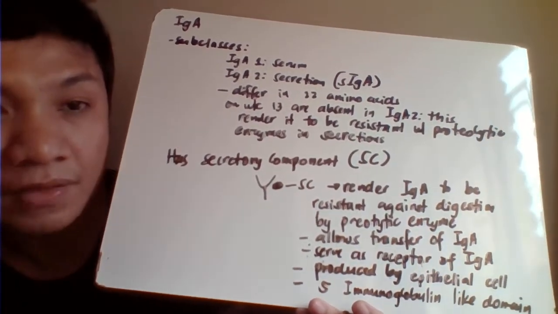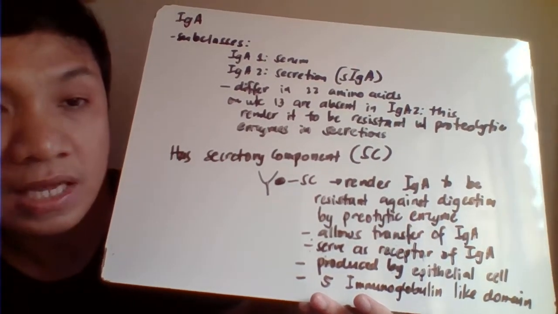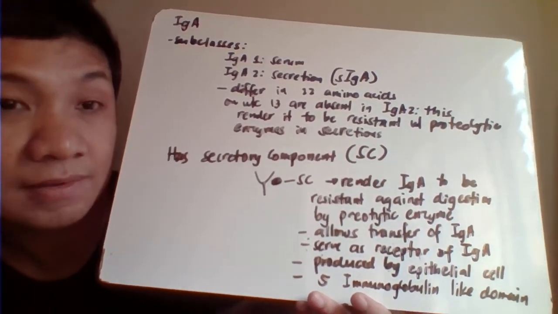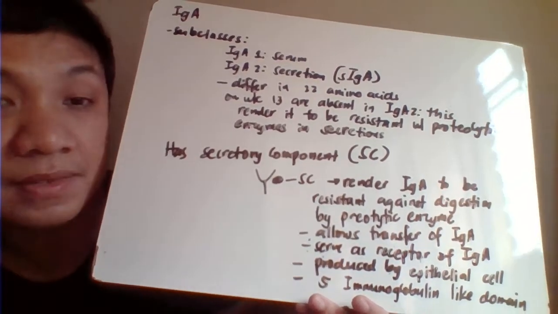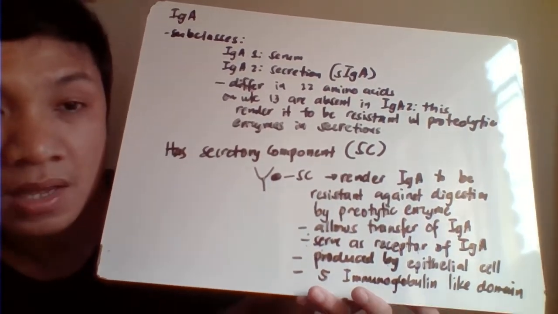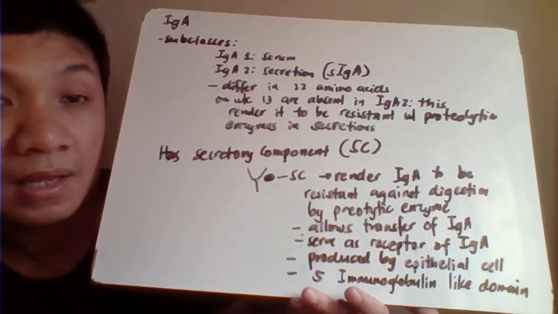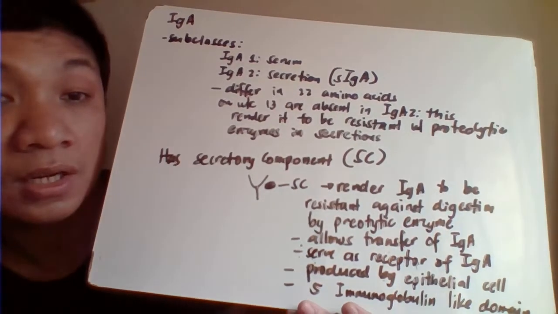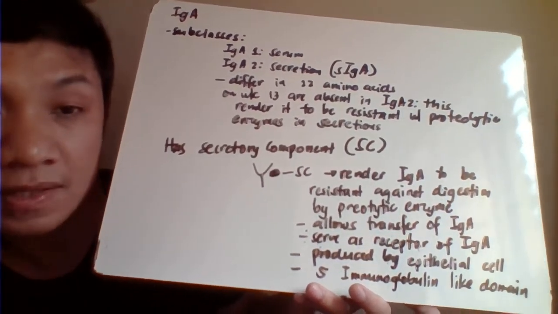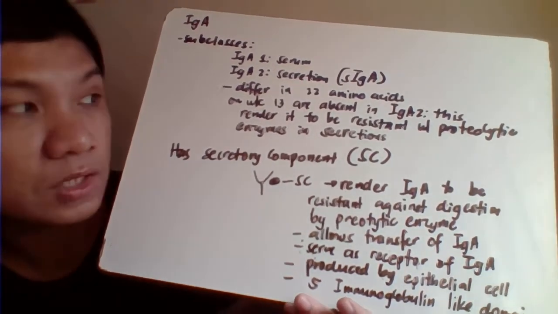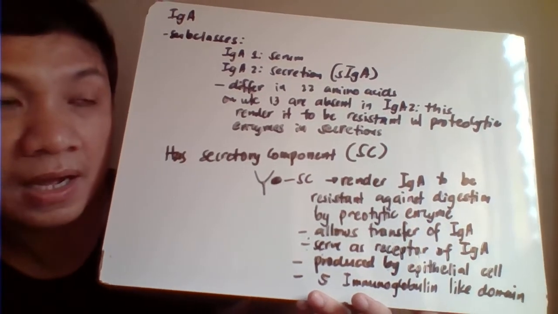And because the IgA2 lacks that 13 amino acid sequence, it is rendered resistant against the proteolytic activity of the enzymes found in our secretions. And therefore, they resist the hydrolysis of those proteolytic enzymes. And therefore, they are found in our secretion. Whereas your serum naman na IgA1, since they are not resistant to that, they are not found in our secretions.